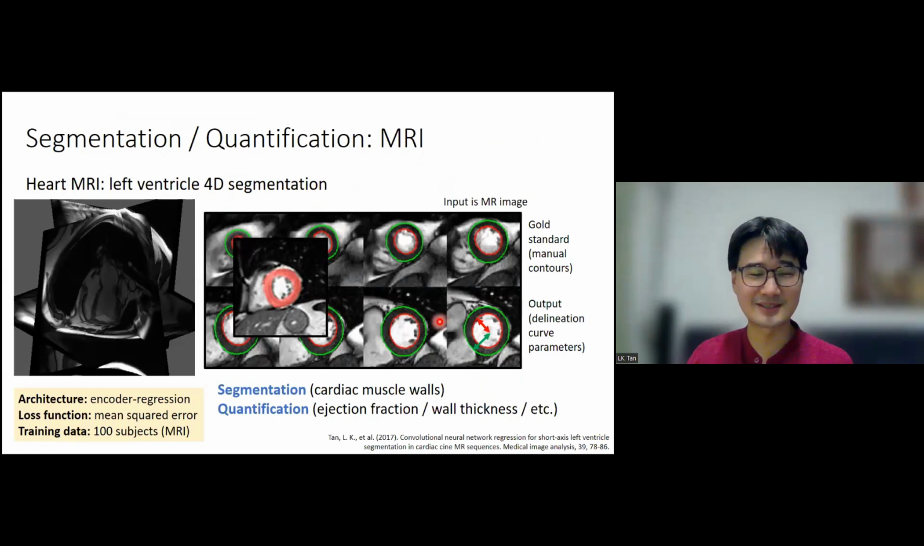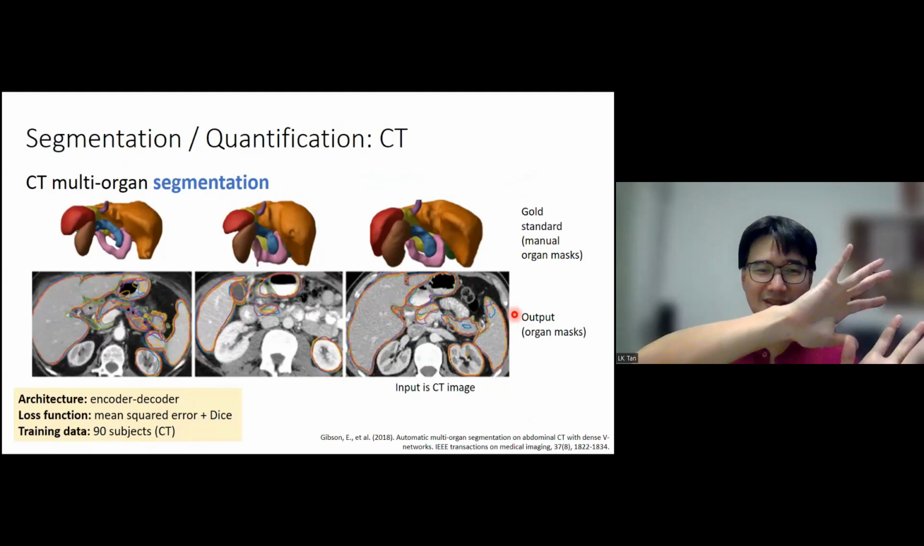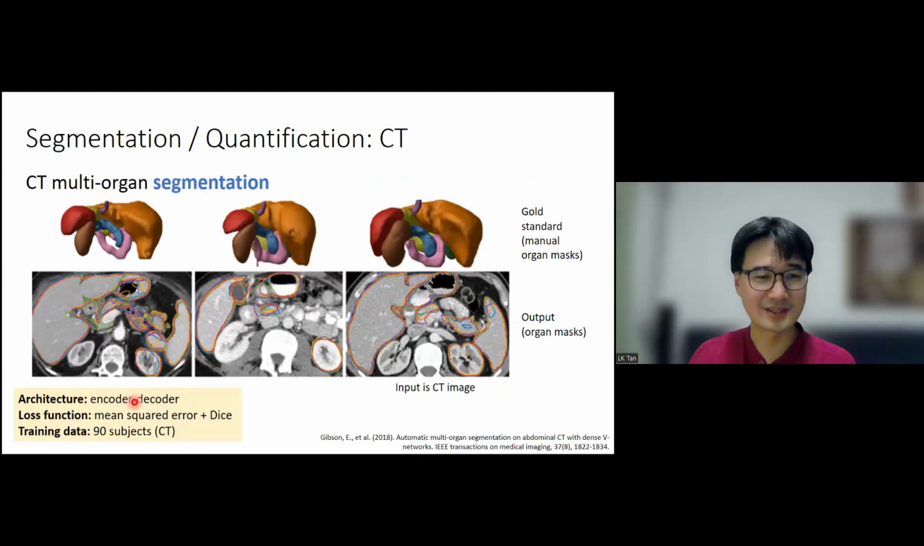In this case, let's say this is a cardiac MRI. You want to delineate where the left ventricle is because you want to measure the blood volume. You have gold standard delineations. Your input is an image, architecture encoder regression, loss function mean squared error, training data 100 subjects. You can see how it works. Then for CT multi-organ segmentation, same thing except for multiple organs. Input images, output masks. This is the liver, this is the lung, and so on. Architecture encoder-decoder, loss function mean square error plus DICE, which is a different imaging metric, with 90 subjects.